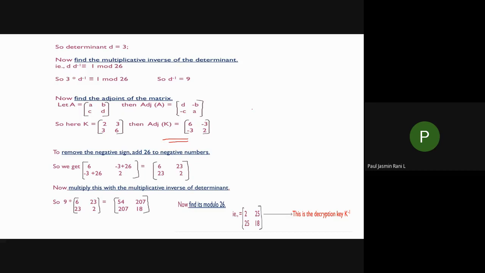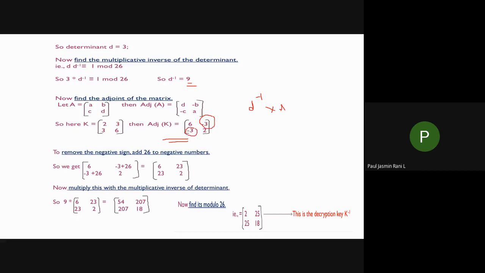So now you have d inverse. What is d inverse? D inverse is 9, and you have the adjoint of your K. So what will be your next step? You have to multiply all those things. But here you have one problem. What is the problem? You have a negative sign over here.